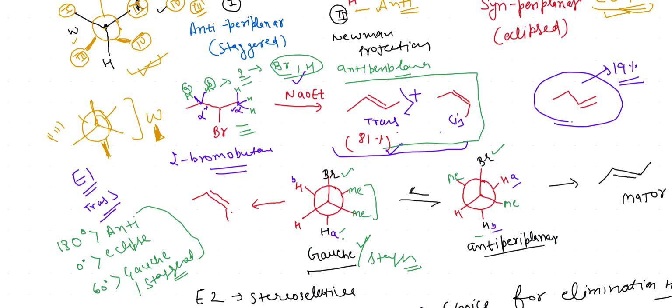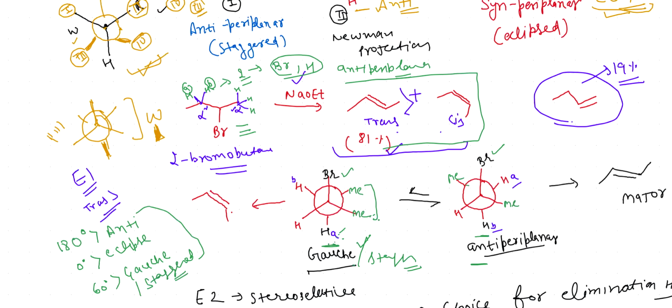You can see here when proton A is anti-periplanar and when proton B is anti-periplanar. What is the difference when proton A is anti-periplanar? These two methyl groups are lying close to each other, so here it is causing steric hindrance. So gauche is a less stable configuration as compared to the anti-structure. In this, methyl groups are present on the opposite side.